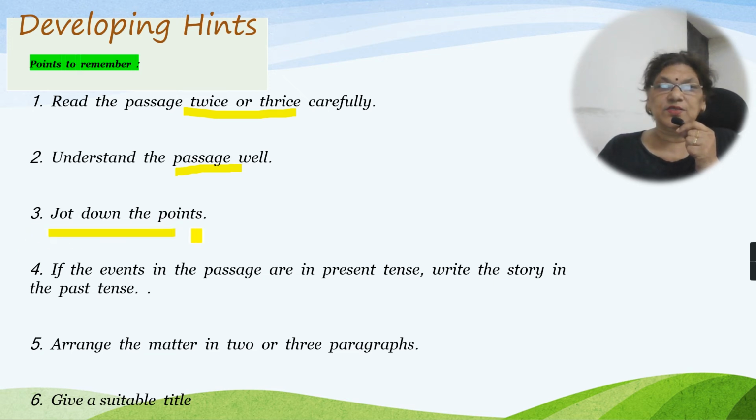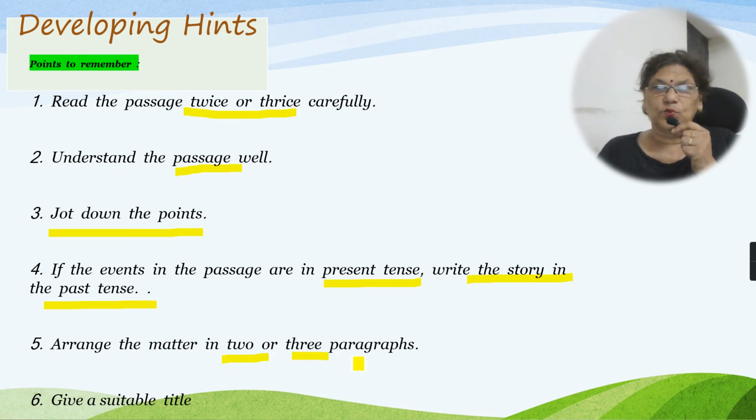Then after reading the passage or the hints, jot down the points, means write the main points. If the events in the passage are in present tense, mark this sentence. अगर present tense में है, write the story in past tense. Arrange the matter in 2 or 3 paragraphs, not more than this. ना तो बहुत छोटी story होनी चाहिए, ना बहुत बड़ी. Now give a suitable title. Suitable title is required.